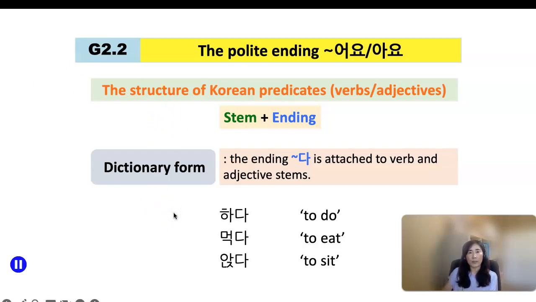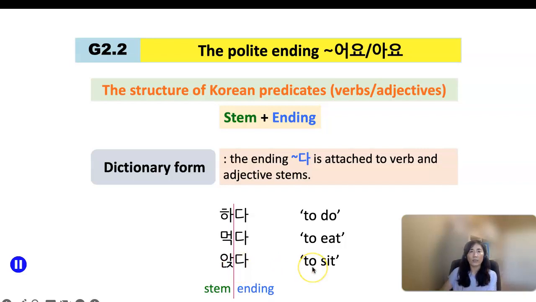Here's an example. To do, 하다. This is a dictionary form. 하 is considered the stem, and 다 is considered the ending. To eat, 먹다. Likewise, 먹, the first part, is the stem, and 다 is the ending. To sit, 앉다 is also the same thing. 앉 is the stem, 다 is the ending.